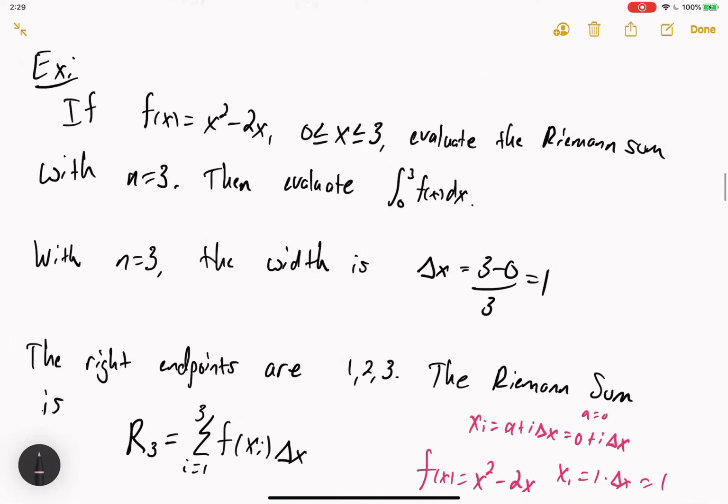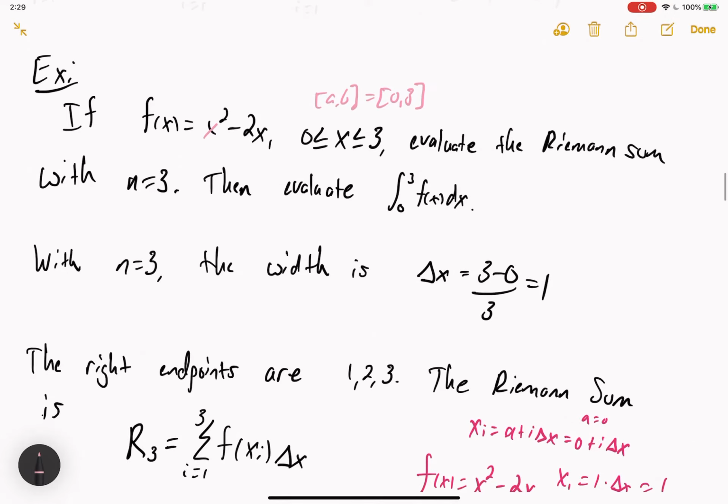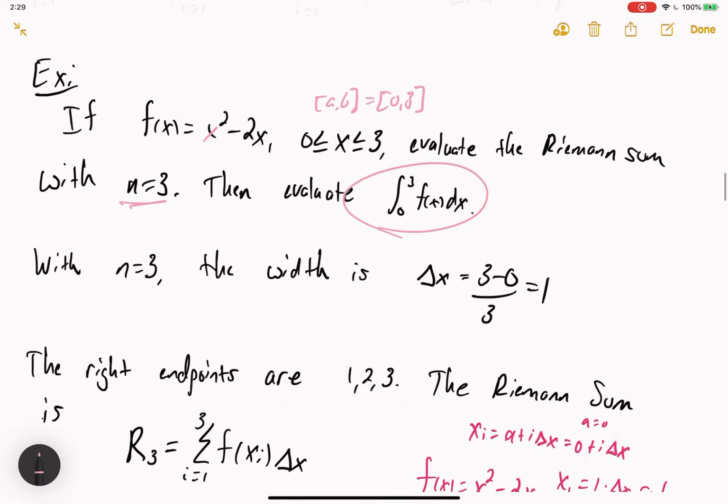So let's do an example real quick. f of x is equal to x squared minus 2x, and that's going to be between 0 and 3. So this is like our a and b. And we want to evaluate the Riemann sum with n equals 3. So we're going to have 3 rectangles. And we want to evaluate the definite integral.